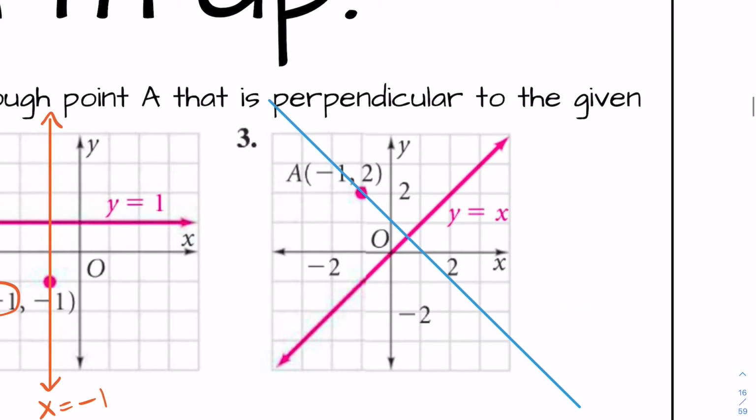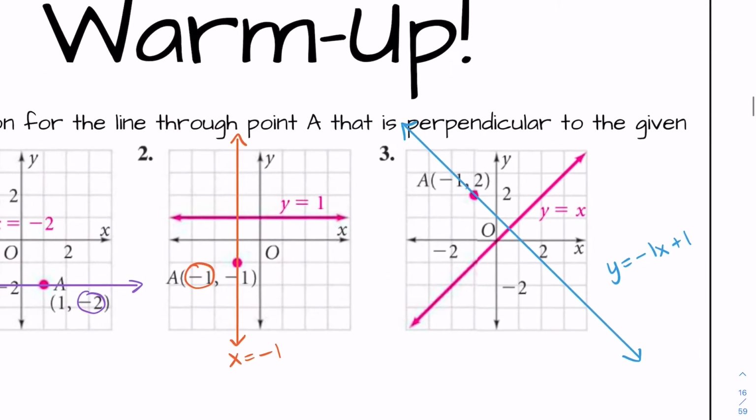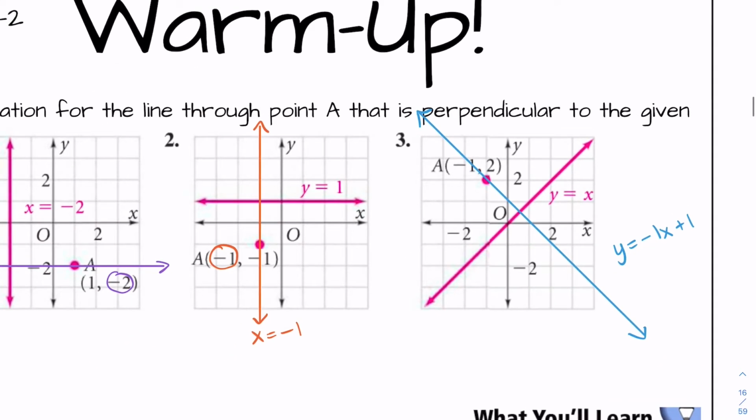So my y equals mx plus b, my slope-intercept form, I definitely have a slope of -1x, but it also goes through the y-axis coordinate of 1, so it has a little bit of a vertical shift here for it to go through the point -1, 2. So those are the equations of the lines that are perpendicular.